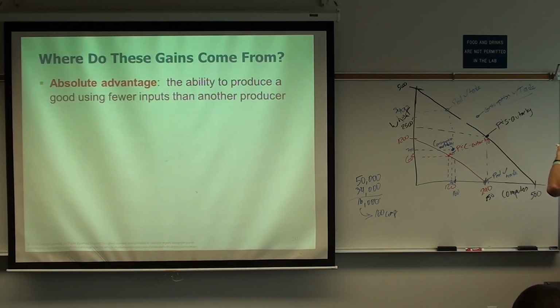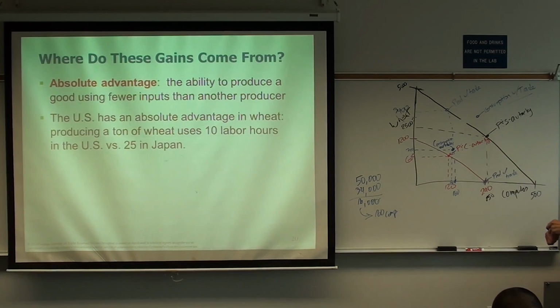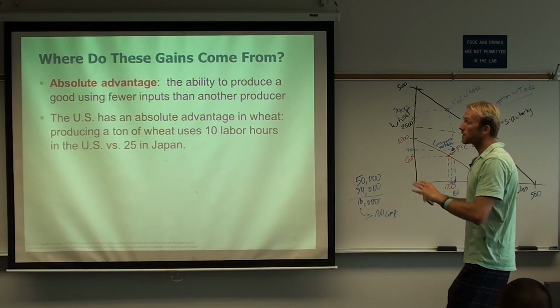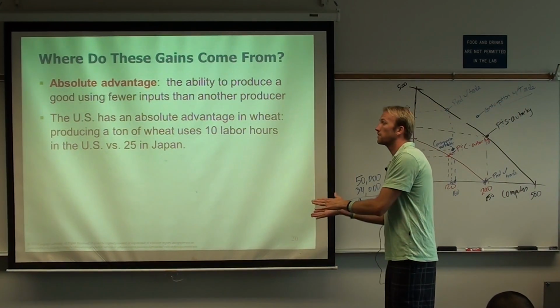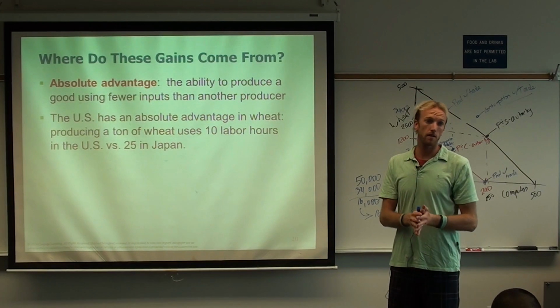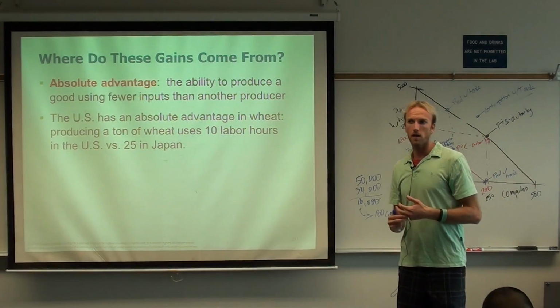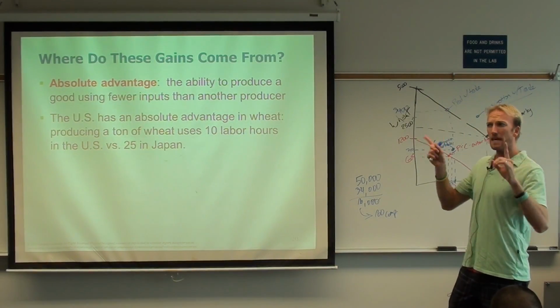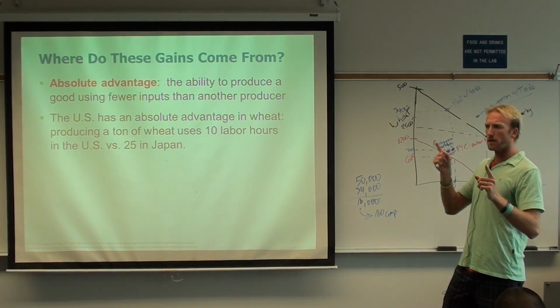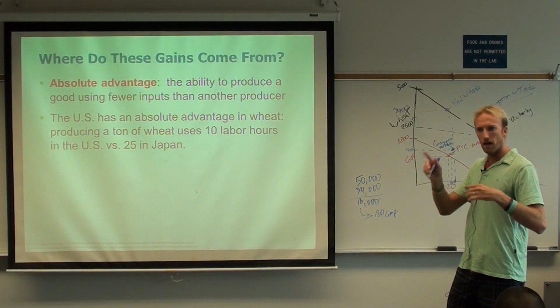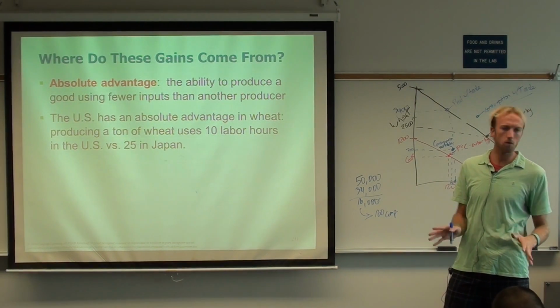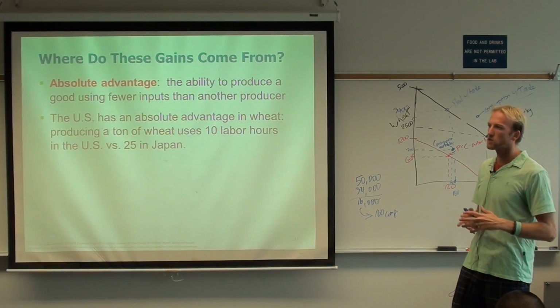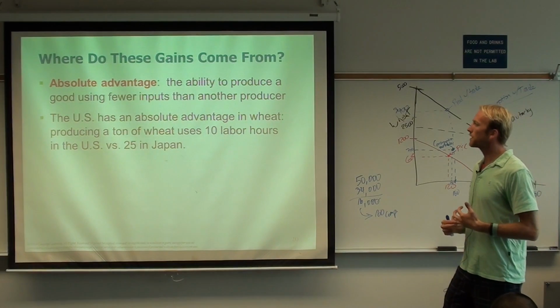Turns out that there's this thing called absolute advantage. And it's the ability to produce a good using fewer inputs than another producer. Okay? So the United States has an absolute advantage in wheat. Right? A ton of wheat uses 10 hours of labor versus 25 hours of labor in Japan. Okay? So this might not be the answer to where these gains came from, but I just want you to start thinking about how the countries are different. This might not be the total answer to where did the extra computers and wheat come from. But I want you to think about this.